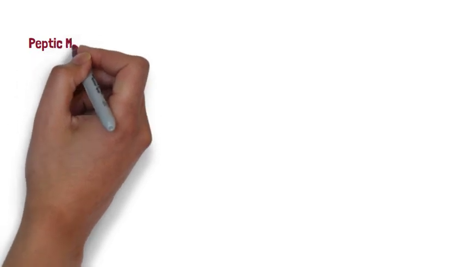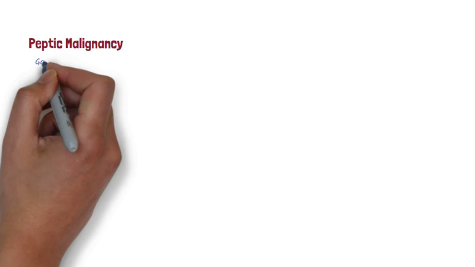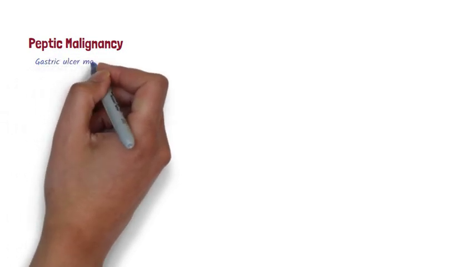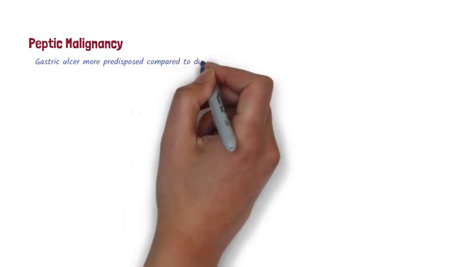So the next P we are going to talk about is peptic malignancy. In peptic malignancy, there are two types of ulcers, that is the gastric and the duodenal. So the gastric is more predisposed compared to the duodenal ulcer.